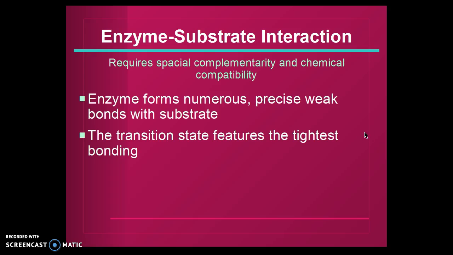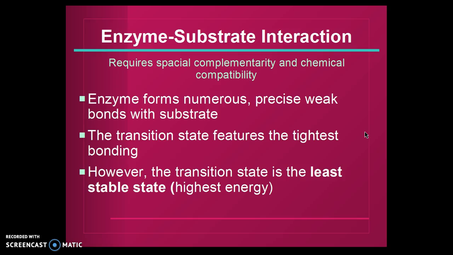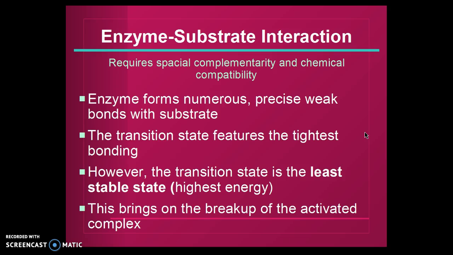Enzymes also lead to, when they form with a substrate, a transition state. The transition state features the tightest bonding, but it also has the highest energy, and therefore it is the least stable. That then causes the enzyme substrate to break apart, and the product is kicked out from the enzyme substrate interaction. This brings on the breakup.